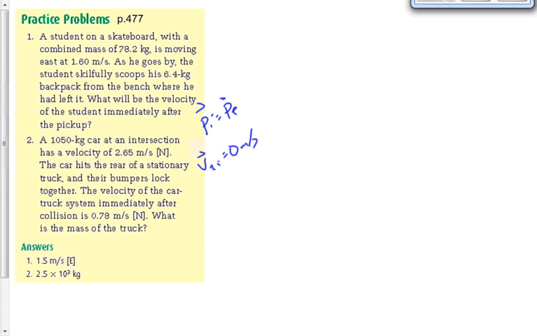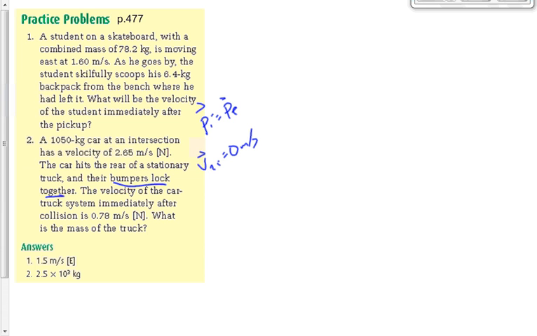Another thing, it's not a huge thing, but it's important. It might be something that we want to draw attention to a little bit. I don't think it's worthy of the red pen, but hey, these bumpers lock together. What does that mean? Nathan? It becomes one object afterwards, right? Okay. The truck becomes one with the car.